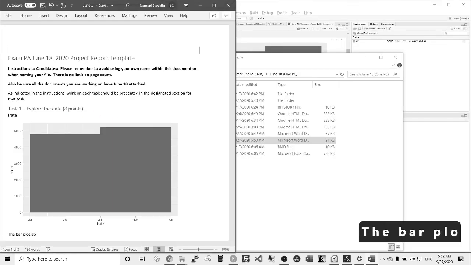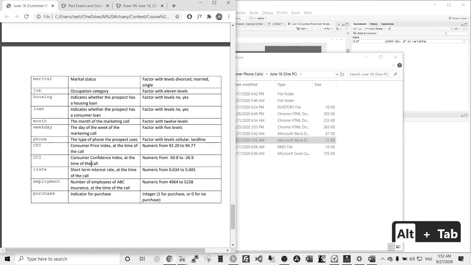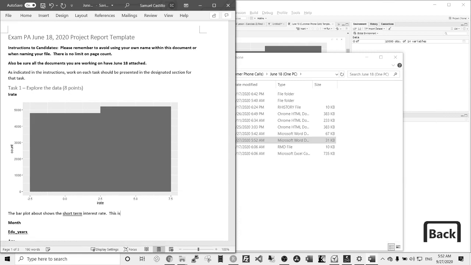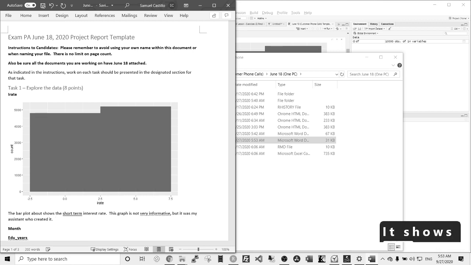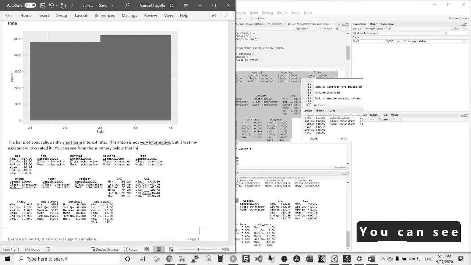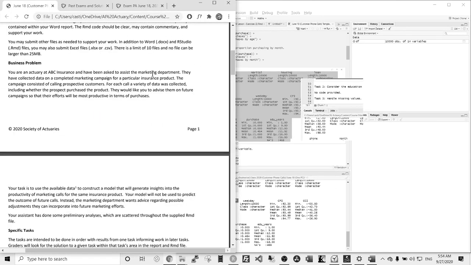The plot above shows, what is I-rate? Let's look in the data dictionary. This is the short-term interest rate at the time of the call. It goes from 0.634 to 5.045. This graph is not very informative, but it was my assistant who created it. So instead of just looking at the graph, let's just look at a summary of interest rate. You can see below that I-rate goes from 0.634 to 5.045. What is it that we're trying to do here? An actuary, right? And you're helping the marketing department.